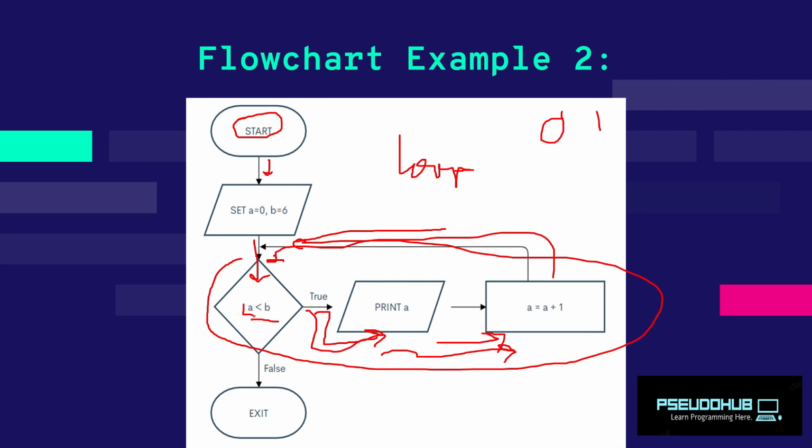So 5 less than 6, true. So i-print niya si A, which is 5. And then pagdugang niya 1 naging 6. So nagbalik siya. So 6 less than 6 nag-false na. Okay? So pag mag-false na, exit. So you will have 0, 1, 2, 3, 4, 5 nga output.